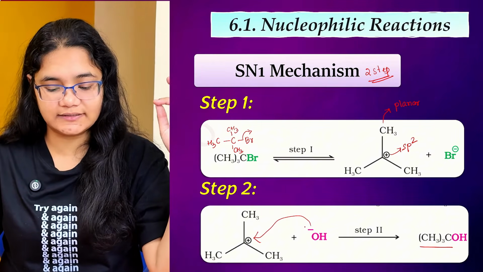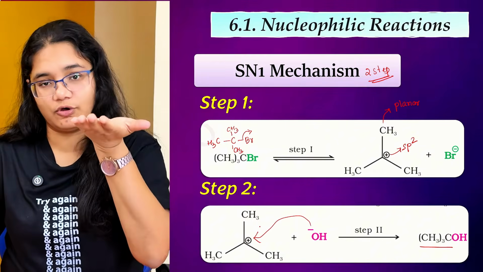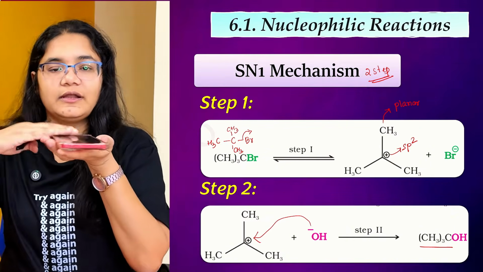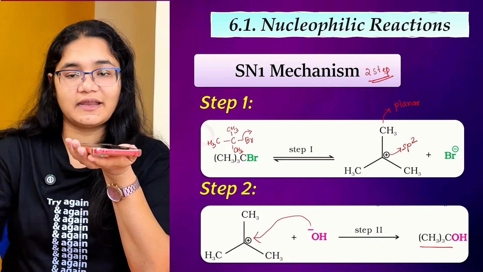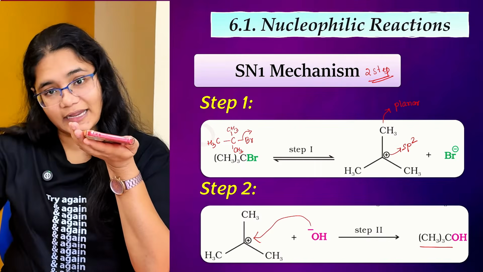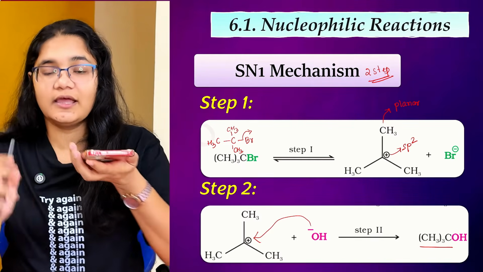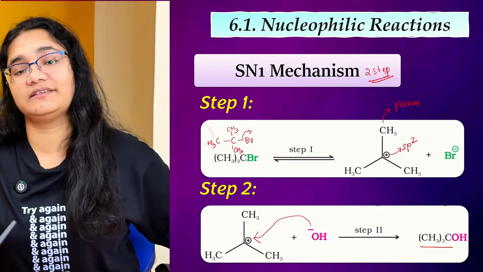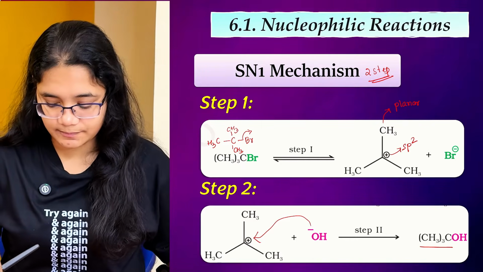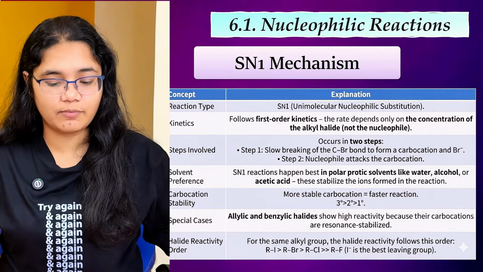Now the point here is that this is now a planar molecule. You can see this particular is a planar molecule, and the OH minus can attack from the top side and can also attack from the bottom side. The relevance of this we will understand when we study the stereochemical aspects. Clear? Okay, now let's see some points about this.